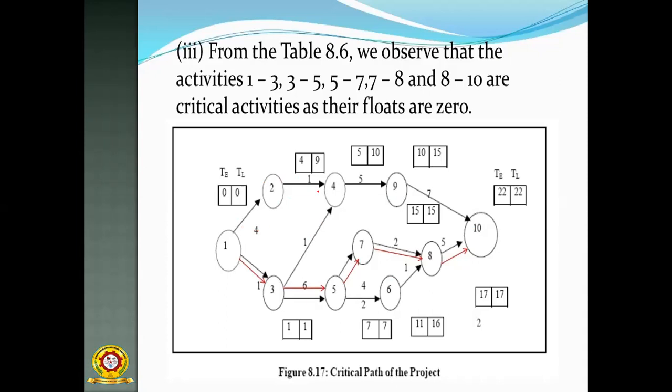Then what are the totals? 4 plus 1 plus 5 plus 7. So 4 plus 1 is 5, and 5 plus 5 is 10. Starting value is 4, 4 plus 1 is 5, 5 plus 5 is 10, 10 plus 7. Like this we have to find out all the paths. So finally this is the path.